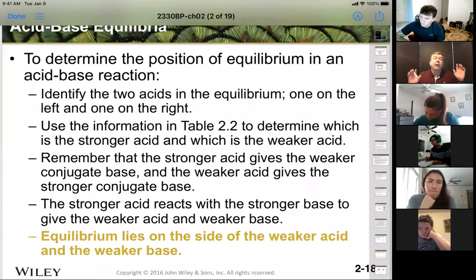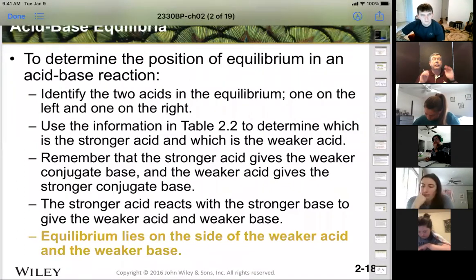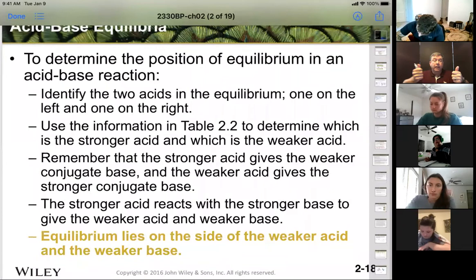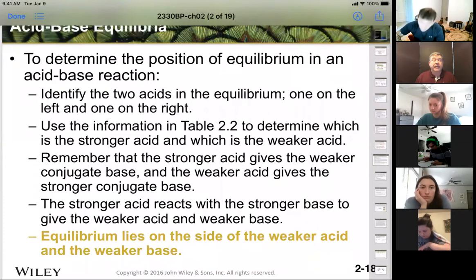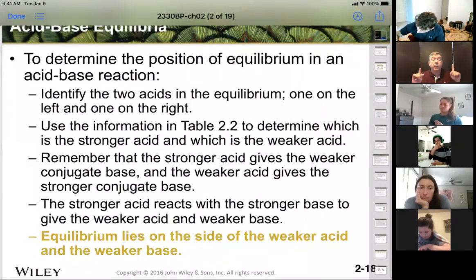Okay, so the first thing we do when we want to talk about that is we want to identify either the acids or the bases, and we're dealing mostly with pKa. So always look at the acids, the acid and the conjugate acid. Okay, so you want to identify which of those are which on each side of the reaction, and then compare the strengths of those two, determine which of those is the stronger acid. Okay, remember that the stronger acid gives the weaker conjugate base, and the weaker acid gives the stronger conjugate base, which means the stronger acid will react with the stronger base to always give the weaker acid and weaker base.